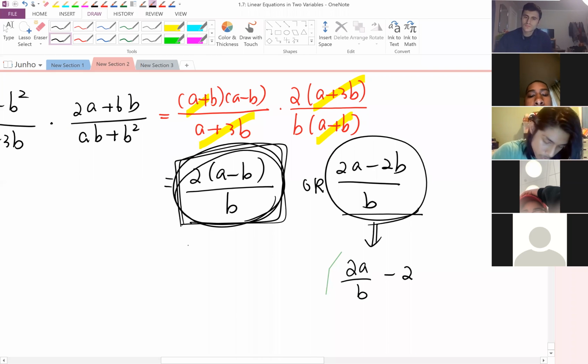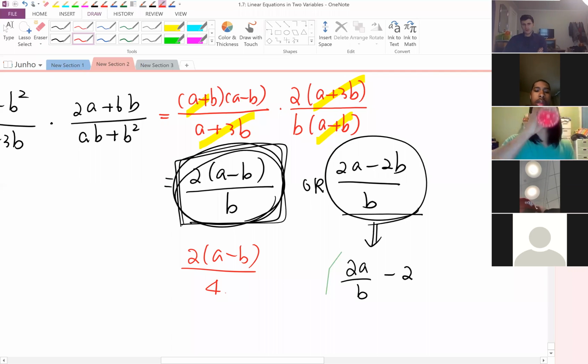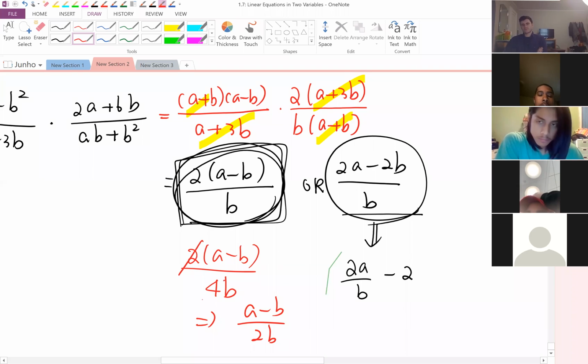But just in case, if you get maybe 2 times A minus B over 4B, then I can give you a deduction point unless you simplify. You know what I'm talking about? Yes, it will be A negative B over 2B. Yeah, then this becomes A minus B over 2B in this case, because you can simplify. But in this case, I don't see any other common factor I can simplify, so that should be the answer.